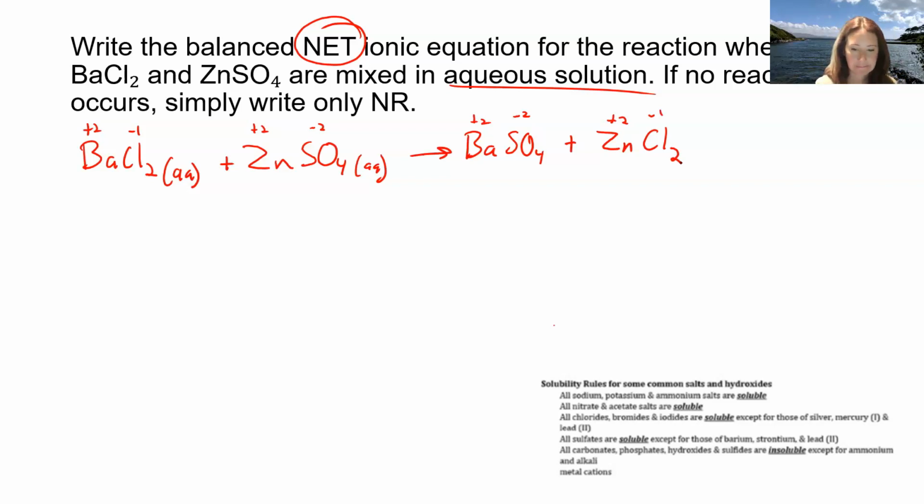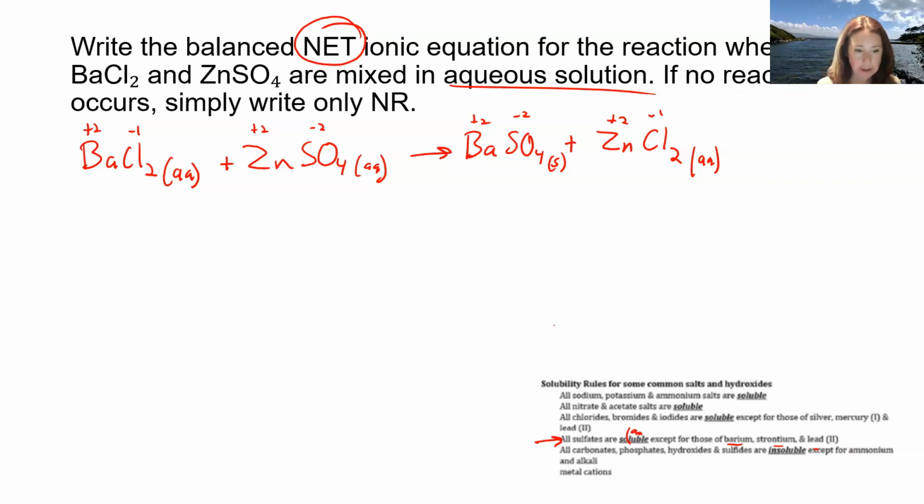Okay. I know that chlorides are soluble. I've looked at it enough. Sulfates. They're sulfates. They are soluble, so they are AQ, except barium, strontium, lead. That's an exception. This is a solid. Okay, I have to balance it. It's balanced. Yay. Okay, so we're good with this one.